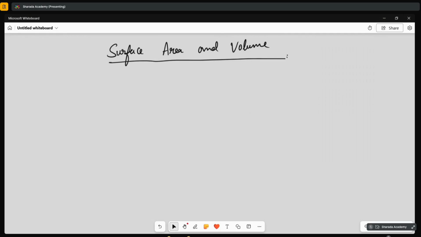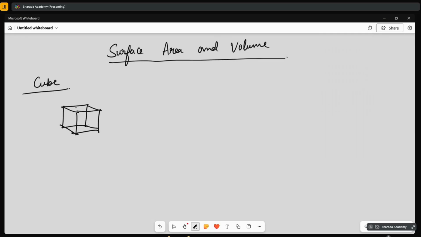surface area and the volume. Okay. Now, if you consider a cube, in the cube, how many surfaces will be there? There are 6 surfaces.